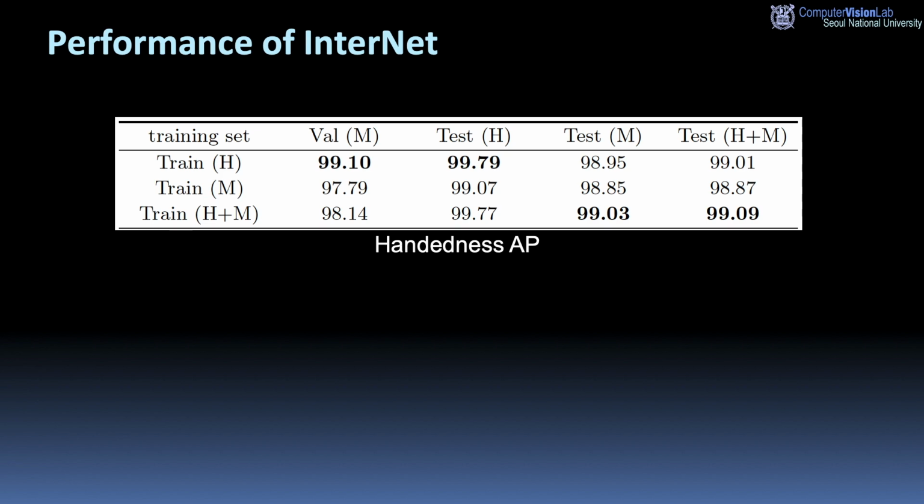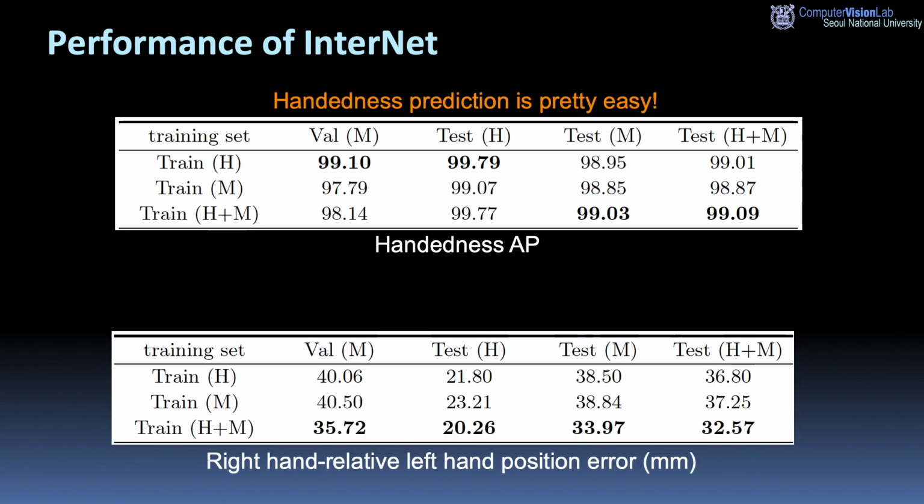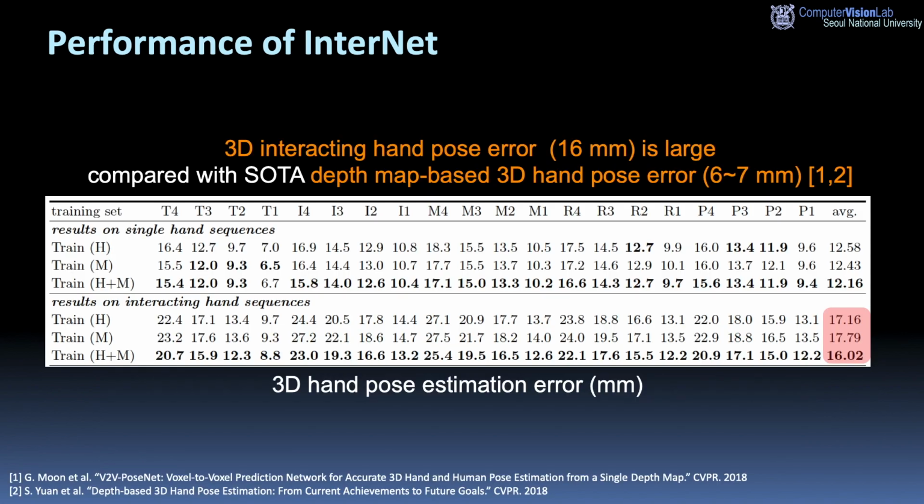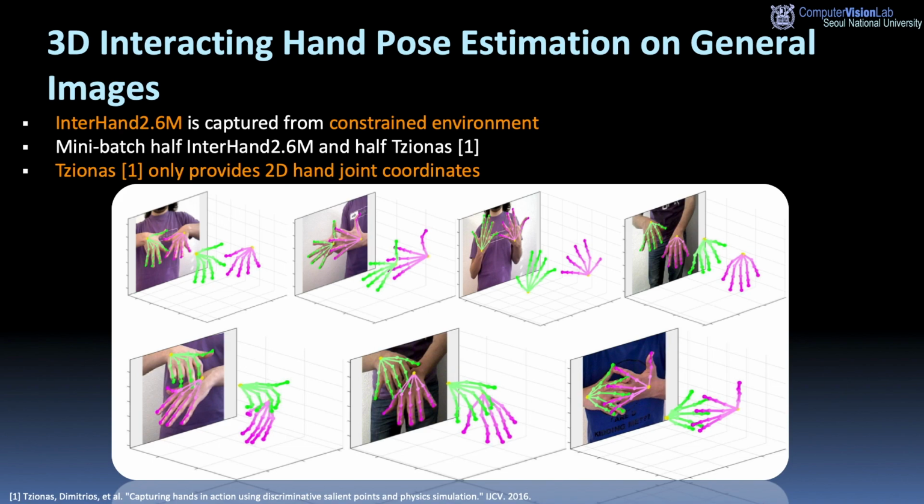This table shows handedness average precision. As the table shows, the APs are close to 100, which tells us that handedness prediction is pretty easy. The bottom table shows right-hand relative left-hand position error. The error is a little bit large. The 3D interacting hand pose error is large compared with state-of-the-art dataset-based 3D hand pose errors. Our dataset can be used for 3D interacting hand pose estimation on general images.